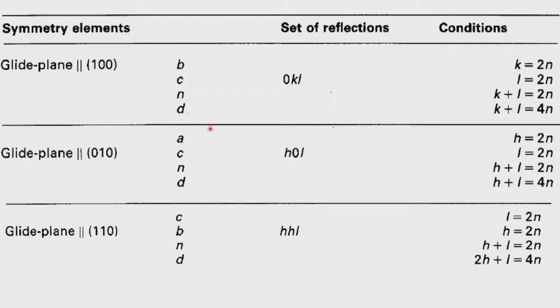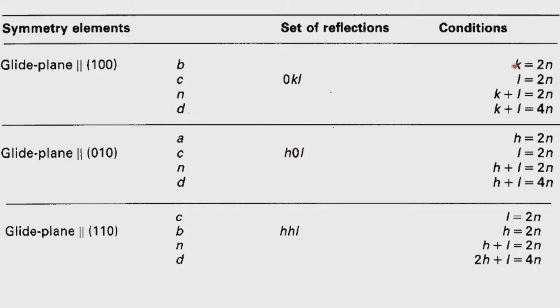0 1 0 is A, C, N and D. Of course, we can always have 0 0 1, which we already discussed, so we have not put it here, and the glide plane 1 1 0 can be C, B, N and D. And the set of reflections that will get affected in the case of the glide plane parallel to the plane 1 0 0 is 0 k l, the glide plane associated with 0 1 0 is h 0 l, and the glide plane 1 1 0 is h h l.